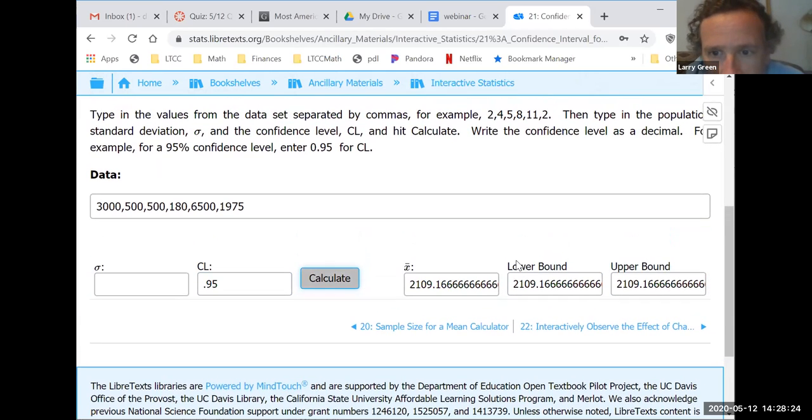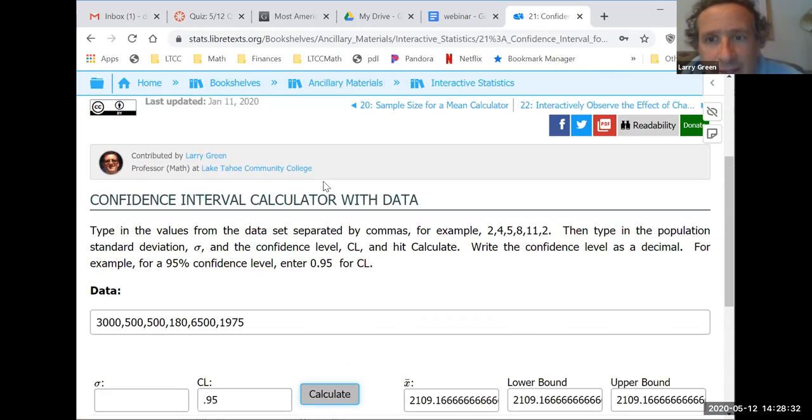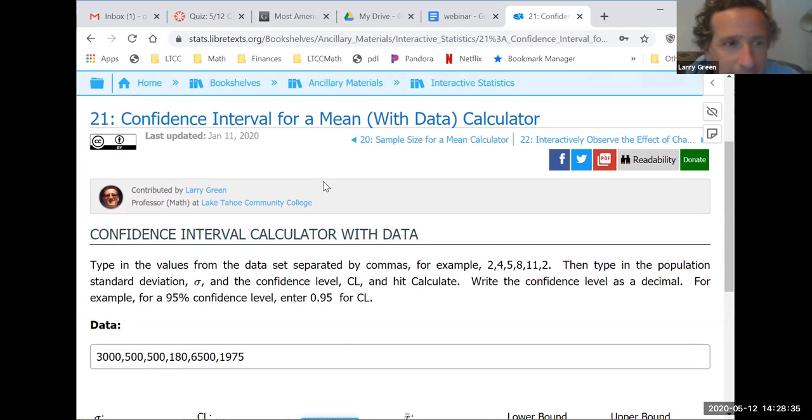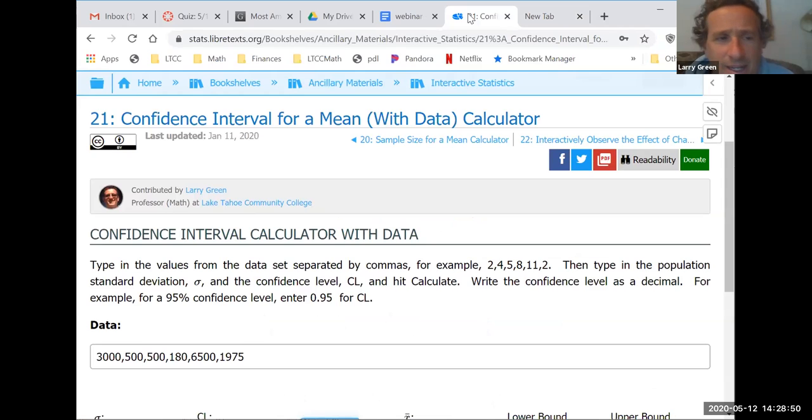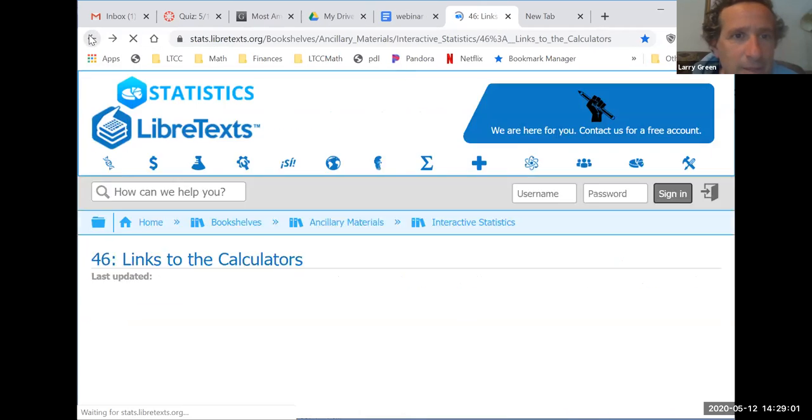Wait a minute. There could be a typo on this. This could be a programming error. I better work on fixing that this afternoon if there's an error, because it's not giving me a good answer. So let's do it with another calculator I built, which I know works. That's only if you know the standard deviation, which we don't. And that might be the issue, is I might have hit the wrong one. Let me double check.